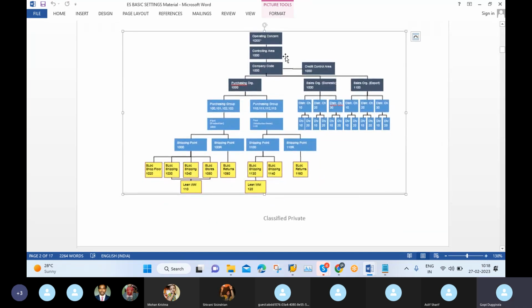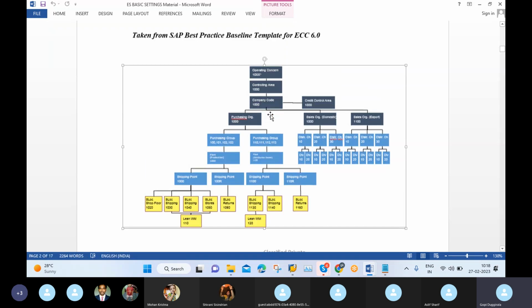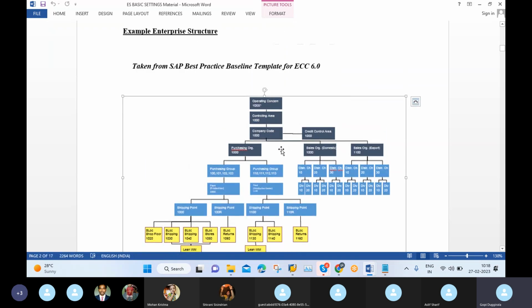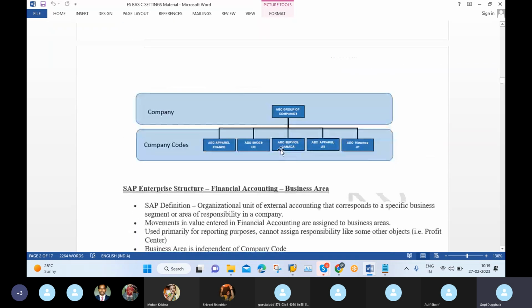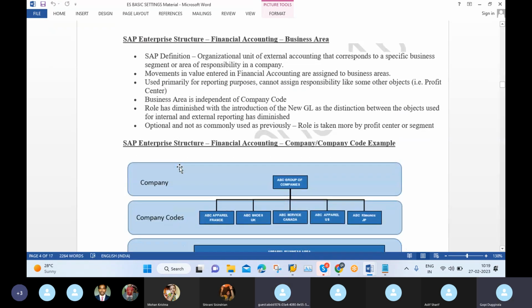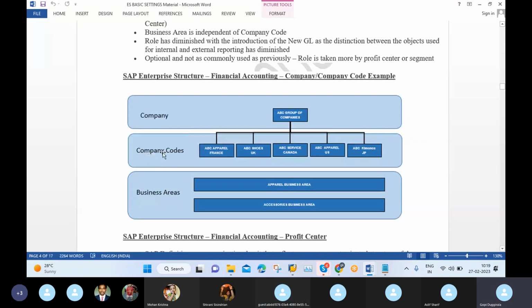The combination of finance and controlling, the main thing is operating concern, controlling area, company code, credit control area, purchase organization, sales organization. Within the purchase group and within the distribution channel, divisions, plants, shipping points, these are all very, very important at the enterprise structure level. Coming to the second path, if I go with the finance side, what is the highest organizational unit in finance? Company. Within that company, we can create company codes. So here you can see company code.